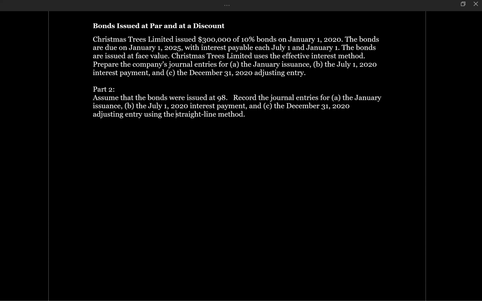Prepare the company's journal entries for A, the January issuance, B, the July 1st, 2020 interest payment, and C, the December 31st adjusting entry.